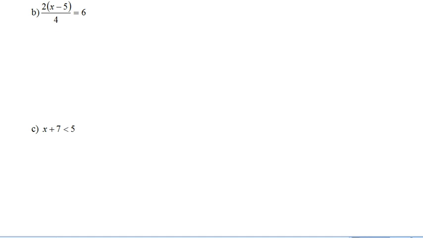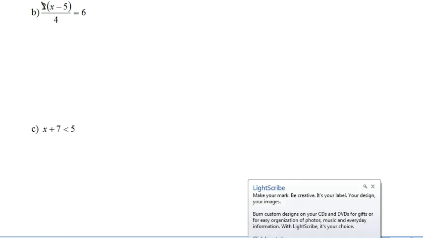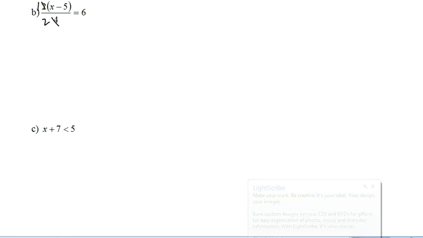Part B, the first thing we can do is see that 2 over 4 is the same as 1 over 2. And now we can multiply both sides by 2 to get rid of that 2 on the bottom. So I'm going to multiply this side by 2 over 1, and I'm going to multiply this side by 2 over 1, or just 2. So 2 over 2 is the same as 1 over 1. So I end up with x minus 5 equals 12.